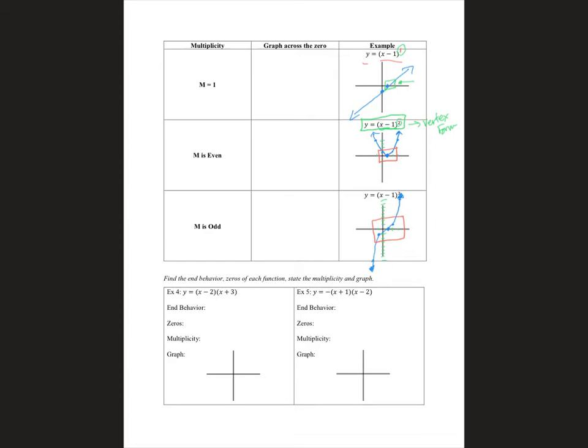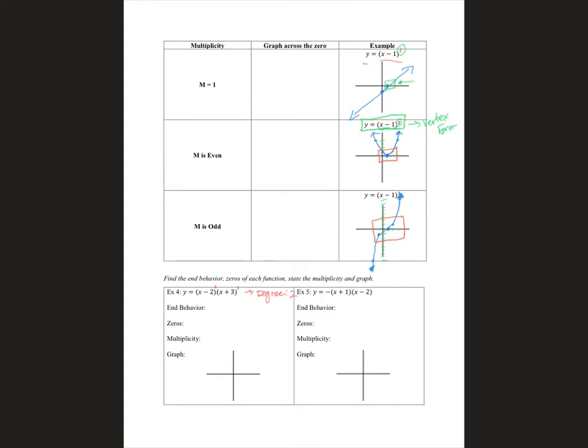Okay? So again, let's move on down here to examples 4 and 5. It says example 4, we have y equals x minus 2 and x plus 3. So we want to find the end behavior, zeros of the function, state the multiplicity, and graph it. Okay, well, first, let's do the end behavior, guys. If the degree of this factor is 1 and the degree of this factor is 1, then the degree of the entire thing, hopefully everybody can see pretty easily here, would be 2, yes?